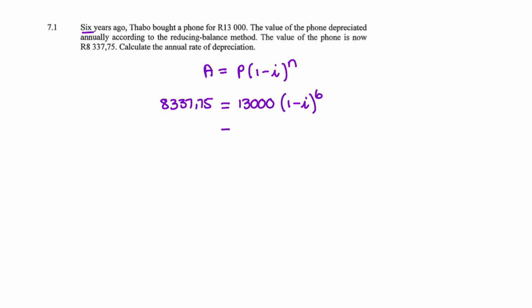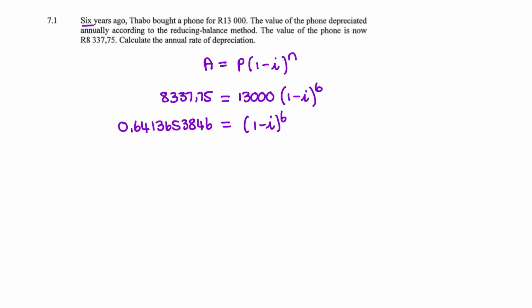So the first thing that I would do is divide this amount of 8,337.75 Rand by 13,000 Rand. And that gives me a decimal value, which is equal to (1 minus i) to the power of 6. Now, in financial mathematics, you need to keep all the decimal values up until the end of your calculation. Only round off in your answer. Next, I'll take the 6th root on both sides of the equation. On the right-hand side, I'll be left with 1 minus i, and on the left, another decimal value.